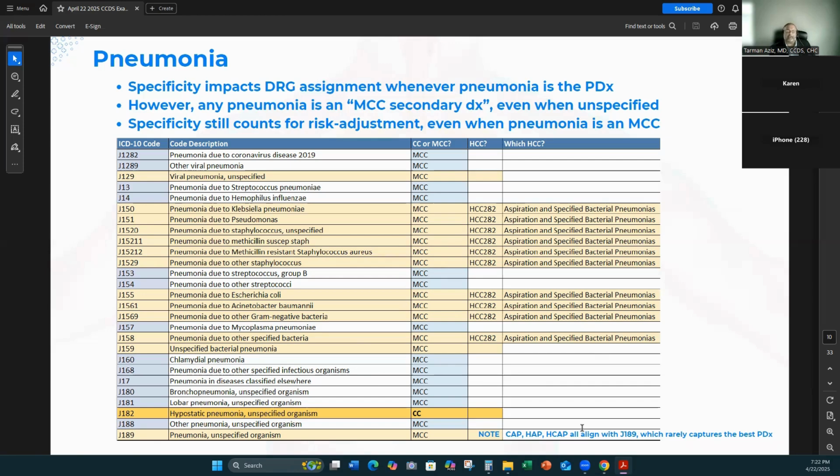And as mentioned on the initial slide about pneumonia here, here's J18.9, pneumonia unspecified, the least desirable code for CDI specialists and coders to use. We'll use it if we have to. But unfortunately, all these community acquired and healthcare associated and hospital associated, they all default to this J189, and rarely does that capture the best PDX. We're really looking for more specificity, again, not only for reimbursement, but also for risk adjustment.